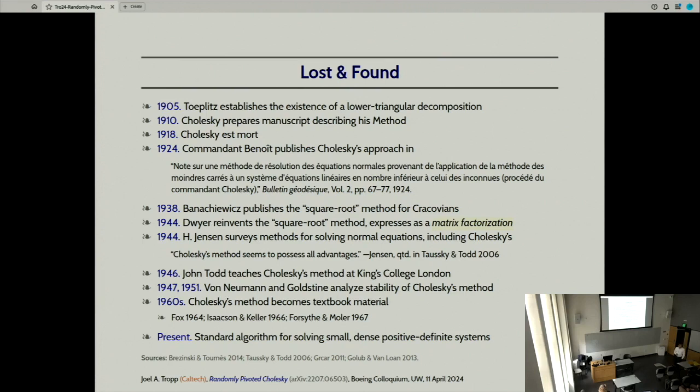Now, the method was lost again. It was rediscovered by a Polish mathematician named Banakiewicz in 1938. It was discovered again in the United States in 1944 by a mathematician in Michigan named Dwyer. And he's the first person to recognize that it was a matrix factorization. Now, in 1944, a Danish mathematician named Henry Jensen surveys methods for solving the normal equations, including Cholesky's, and says that Cholesky's method seems to have all advantages.